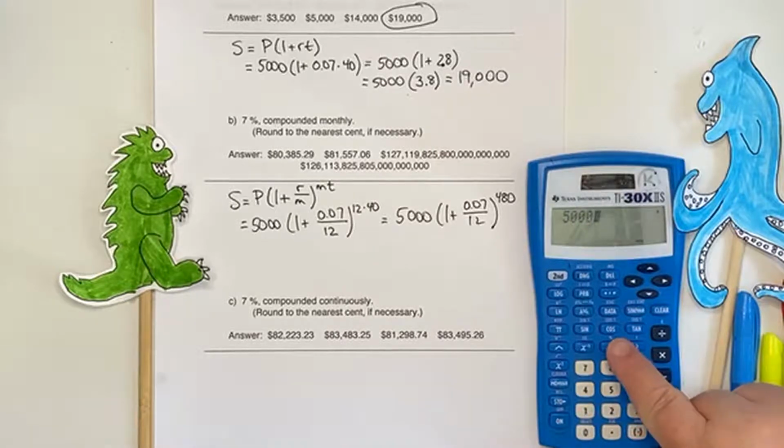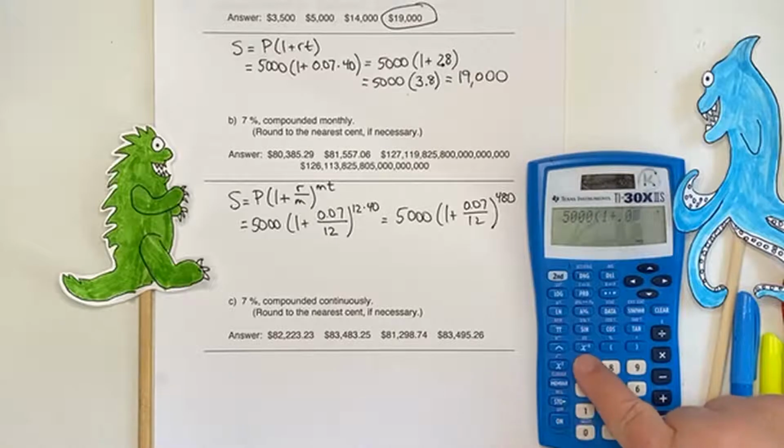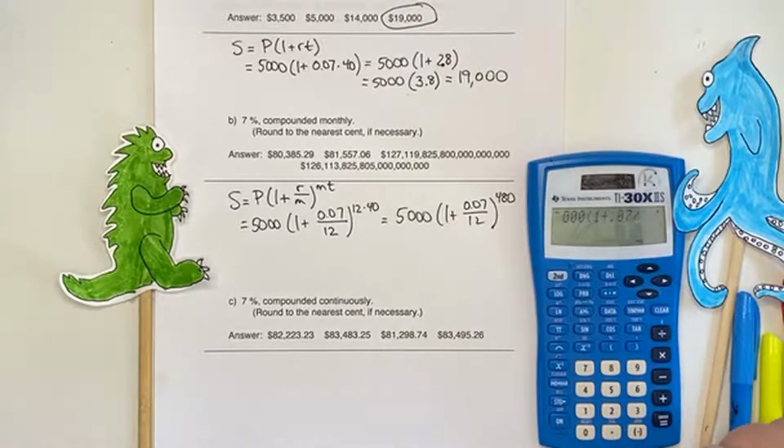Okay, so we've got 5,000 times the quantity 1 plus 0.07 divided by 12, close parentheses, exponent. And here, I hear you saying, oh my gosh, what if my calculator misunderstands? And the answer is order of operations. All calculators will understand this with the exception of Casio.